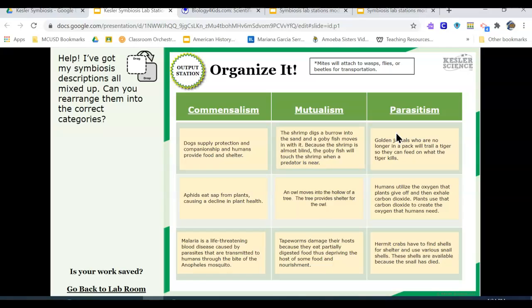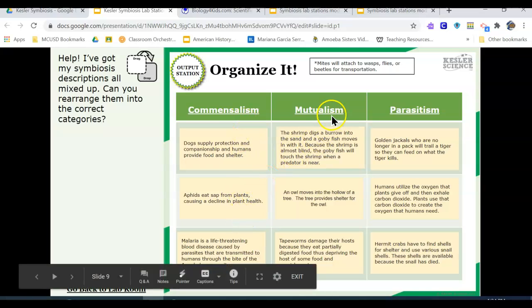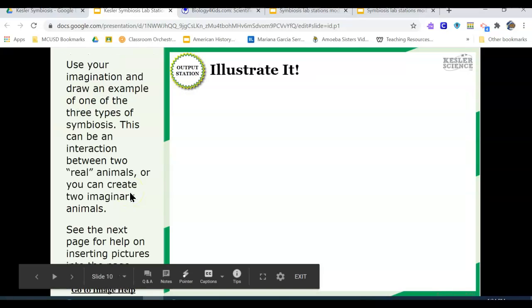Organize it. So all of these boxes are not necessarily underneath the correct heading. So for commensalism, you need to put whatever ones are commensalism. Mutualism here and parasitism there.